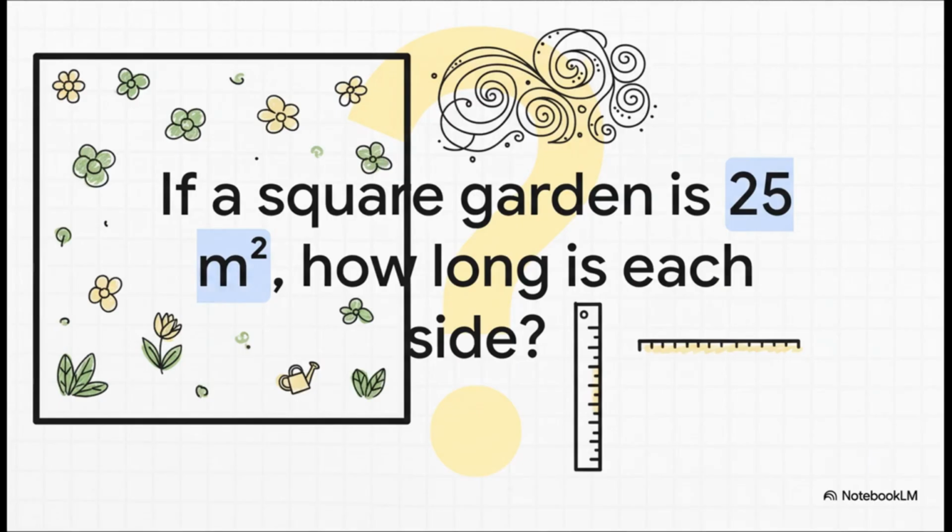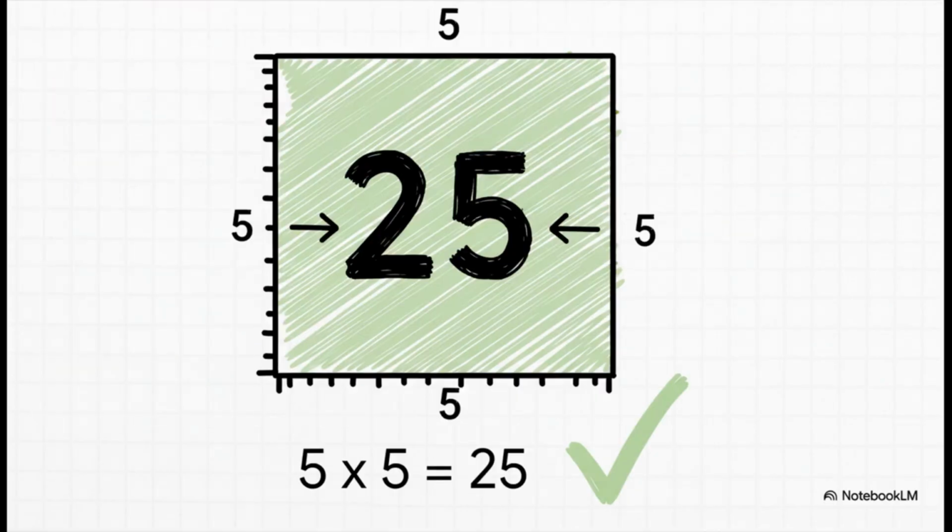All right, picture this. You've got a garden, it's a perfect square, and you know the total area is 25 square meters. So the big question is, how long is each side? Just think about it for a sec. What number times itself gives you 25? If you were thinking 5 meters, you absolutely nailed it, right? Because 5 times 5 is 25.